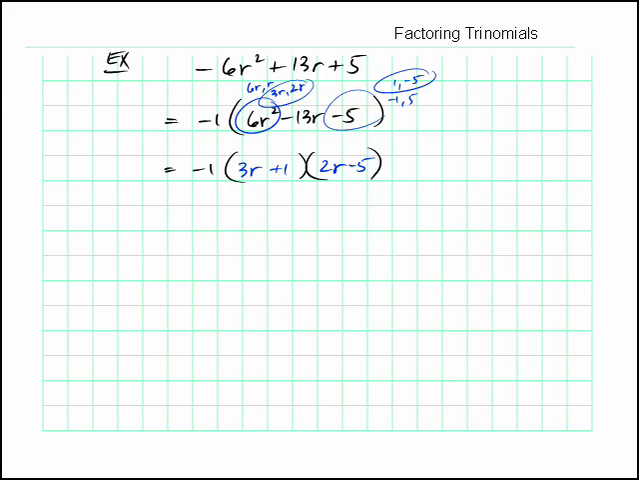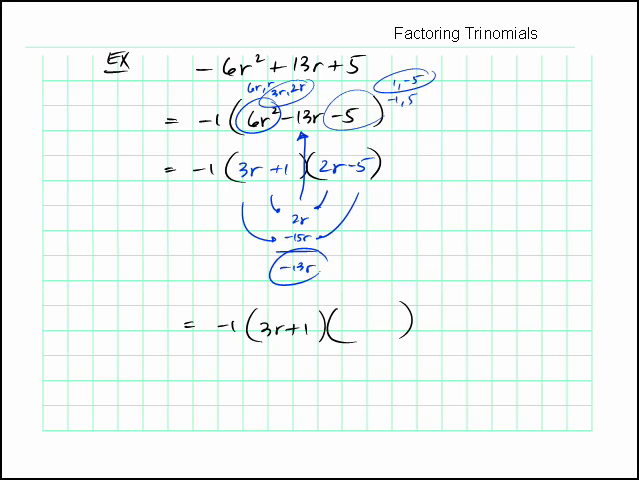Let's check my middle term. That's a 2r. That's a negative 15r. You add that up, that is negative 13r. It's correct. It's this middle term right there. And so I have the correct factorization. Let me write it out for you. Complete factorization is negative 1 times 3r plus 1 times 2r minus 5. There it is. So if the leading coefficient is negative, factor a negative 1 out first. Then factor the trinomial.